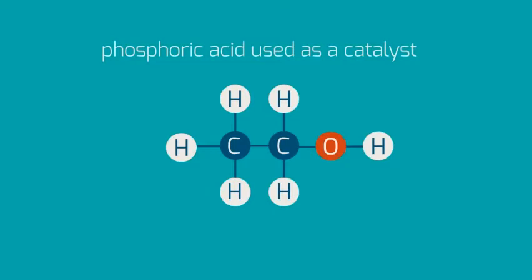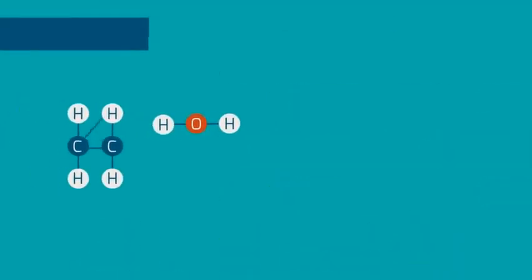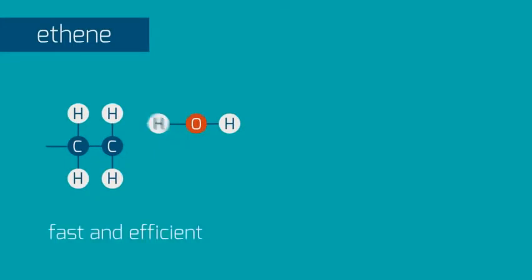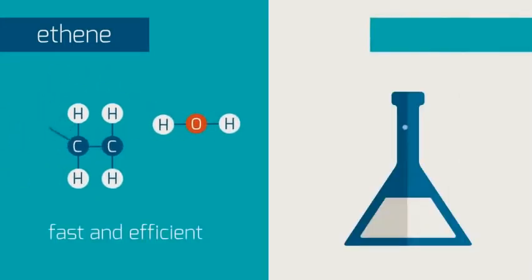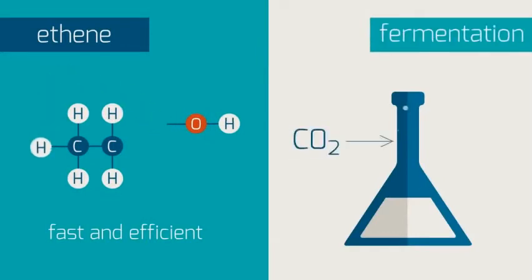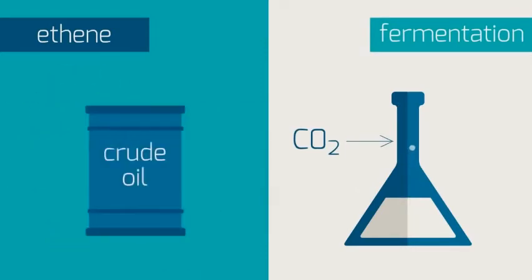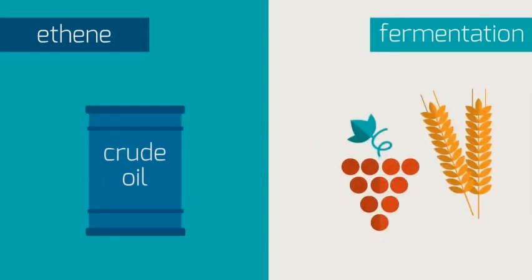Note that ethanol is the only product in this reaction. The ethene route is faster and more efficient as there is no waste product formed, only the useful one. Fermentation also yields carbon dioxide, which isn't useful to us. But ethene is cracked from crude oil, which is a non-renewable resource, so we won't be able to carry on acquiring it this way forever. Plant sugars, on the other hand, are a renewable resource.